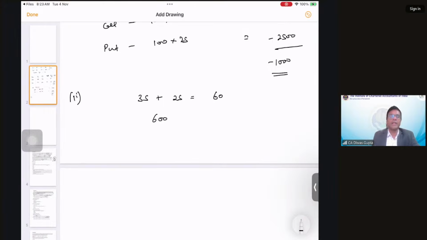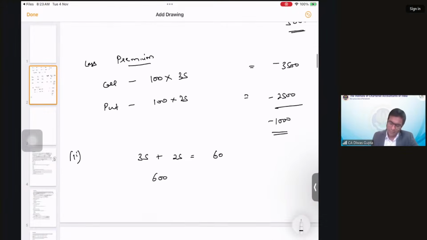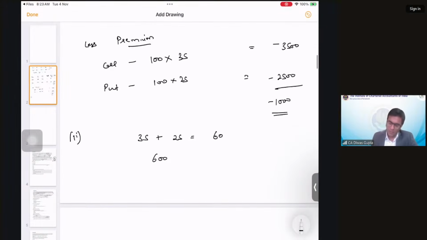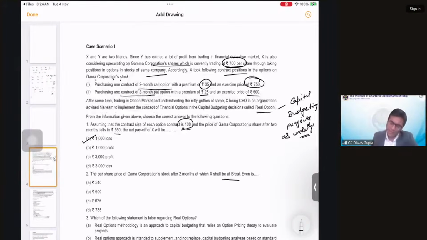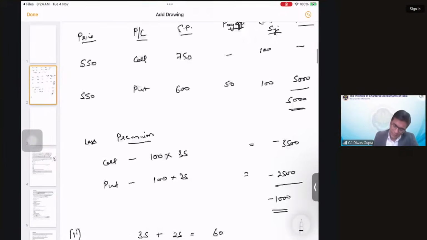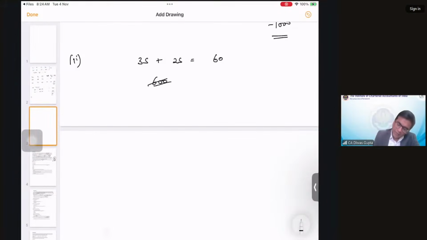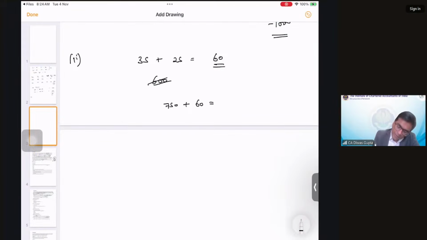Now there are two ways to it, okay? There are two possibilities. One at an exercise price of 750 and an exercise price of 600. So 60 rupees is the amount that we have paid. Now, if we take 750 rupees, then 750 was the call option exercise price. That means 810 should be the actual price, so that through call option we can make a gain.